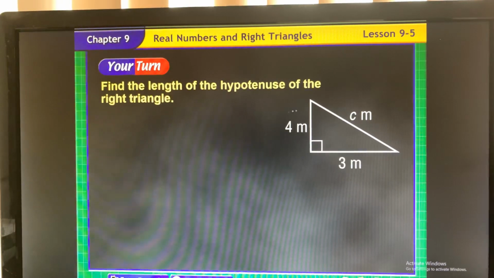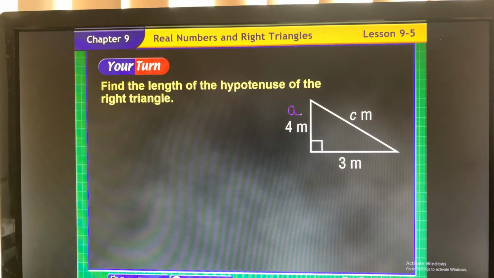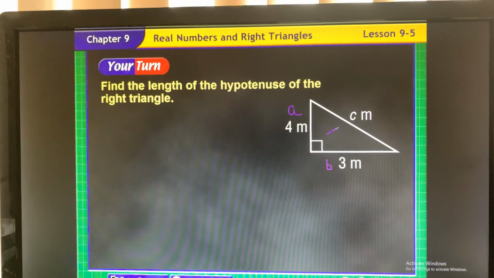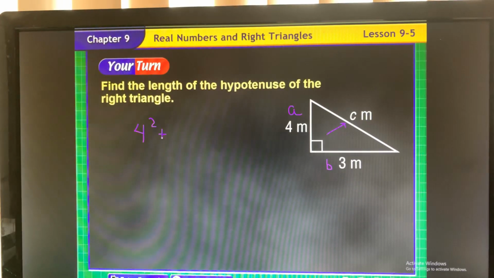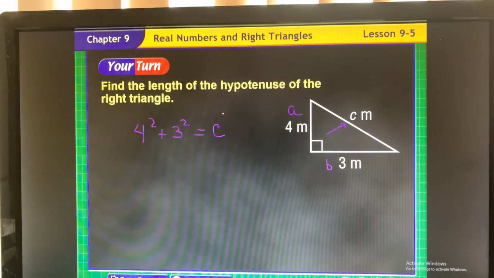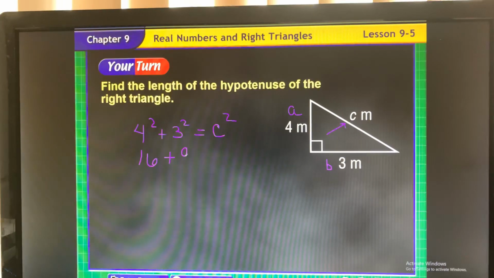So I have my two legs. How do I know? Because the two legs form the 90-degree angle, and the hypotenuse is the longest side. You can see that from the picture. So you go 4 squared plus 3 squared equals c squared. 16 plus 9 equals c squared. And then you would have 25 equals c squared.